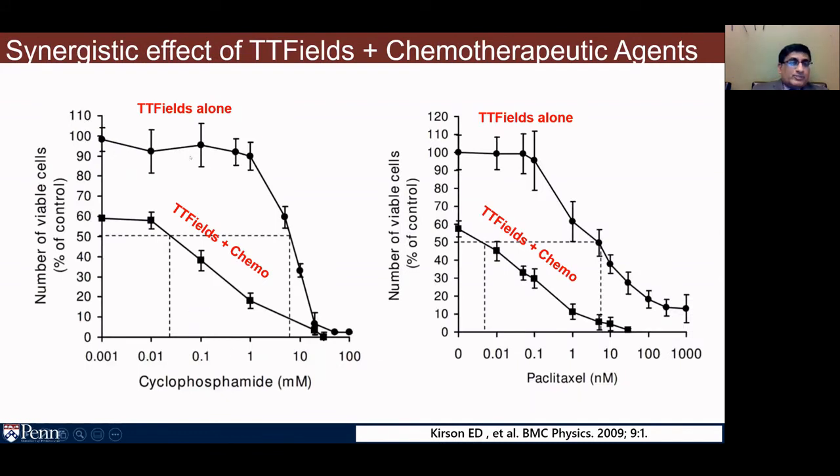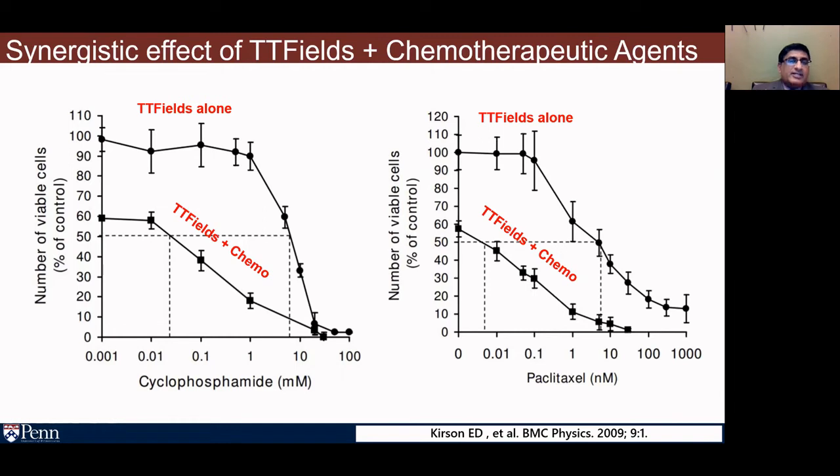So it has also been observed that there is a synergistic effect of the tumor treating field with the chemotherapeutic agents. As you can see here, this is the diagram which shows the effect of the tumor treating field alone, and this is the effect of the tumor treating field in combination with chemotherapy, like in the case of cyclophosphamide. As we keep on increasing the concentration of the chemotherapy, the effect of the tumor treating field is better. So they act in a synergistic manner.